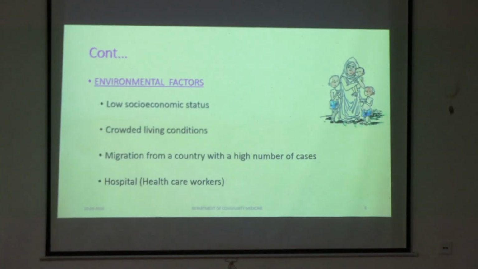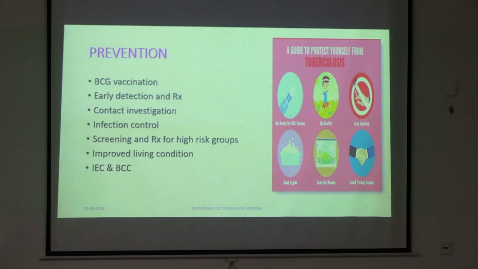So prevention, how will you prevent? You just have to know the factors. You don't have to remember how to prevent it; you can easily work it out. First, agent factors. What will you do? BCG vaccination. BCG, Bacillus Calmette-Guerin vaccine. Then early detection and treatment.